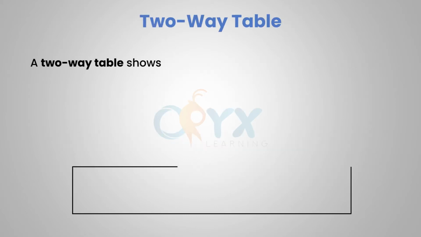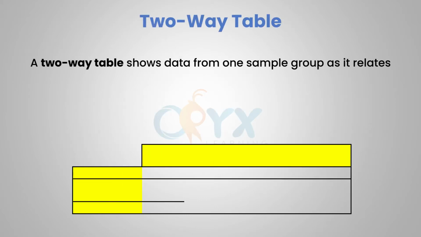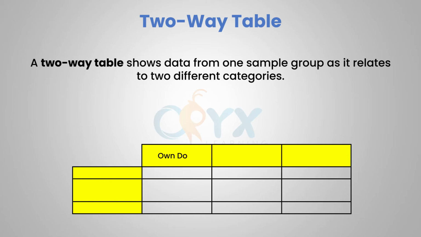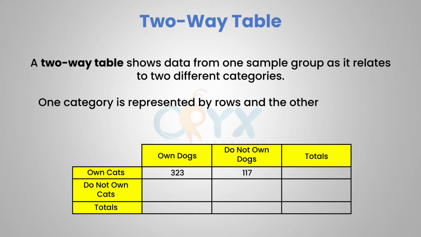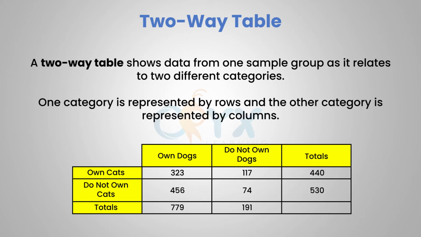A two-way table shows data from one sample group as it relates to two different categories. One category is represented by rows, and the other category is represented by columns.